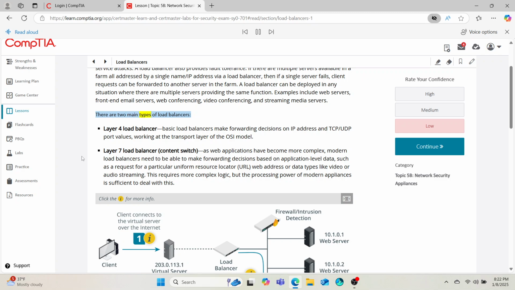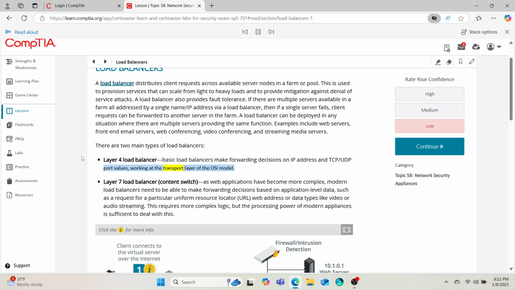There are two main types of load balancers. Layer 4 load balancer. Basic load balancers make forwarding decisions on IP address and TCP/UDP port values, working at the transport layer of the OSI model. Layer 7 load balancer, content switch.